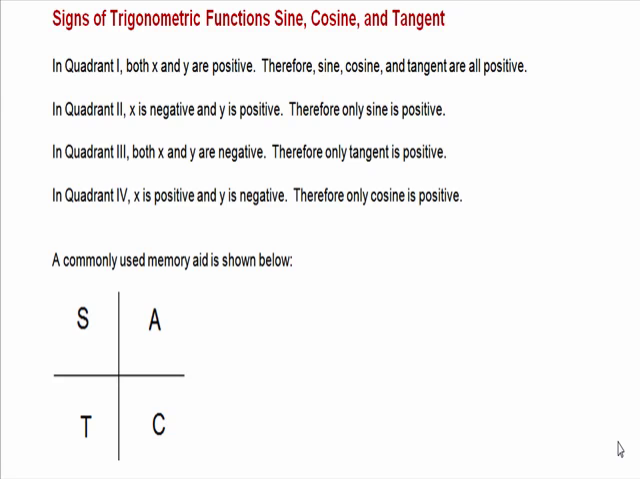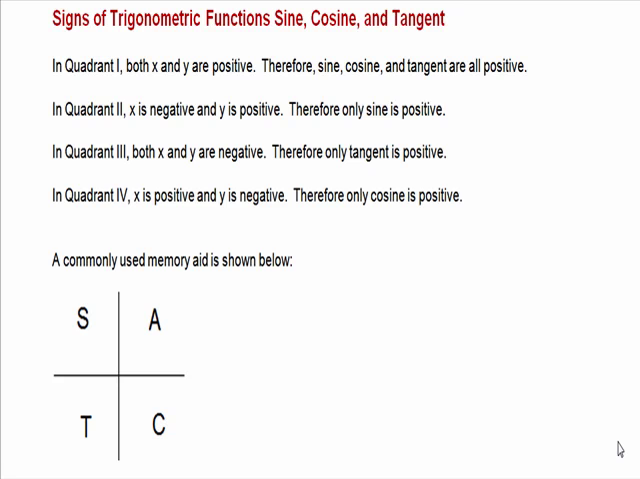Now we're going to talk a little bit about the signs of trigonometric functions sine, cosine, and tangent. If we think about it, in quadrant 1, both x and y are positive, therefore sine and cosine, and as a result tangent, would all be positive, because remember tangent is sine over cosine.